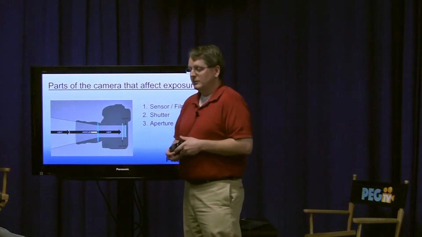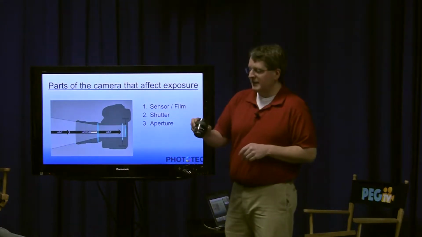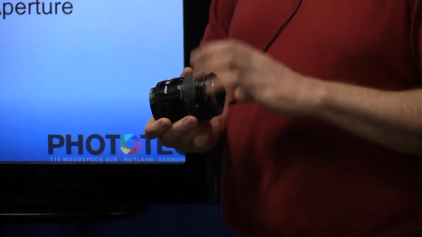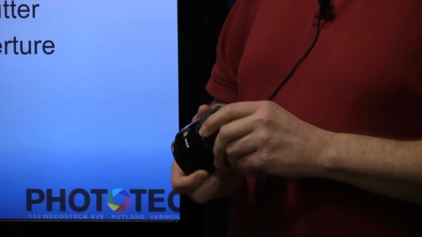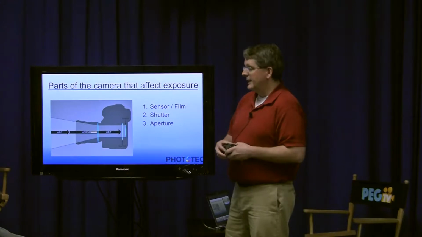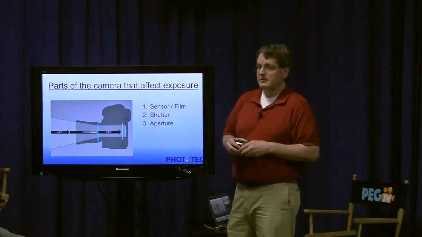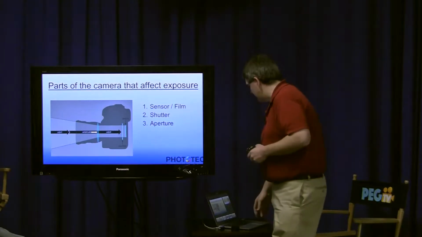And then the aperture. I brought a lens to show, one of my older lenses, and you'll see the opening inside that's letting the light in. This is very similar to the pupil of our eye. It affects how much light comes in.